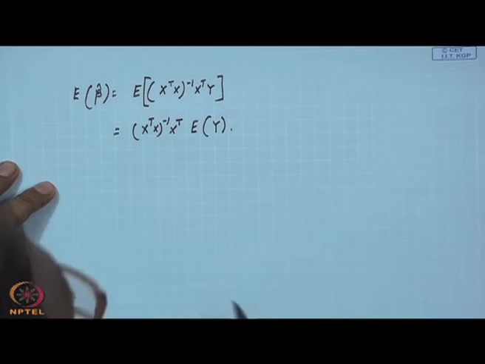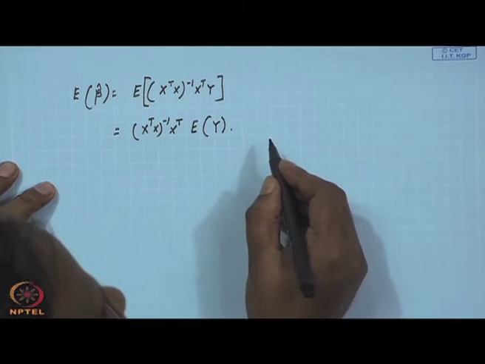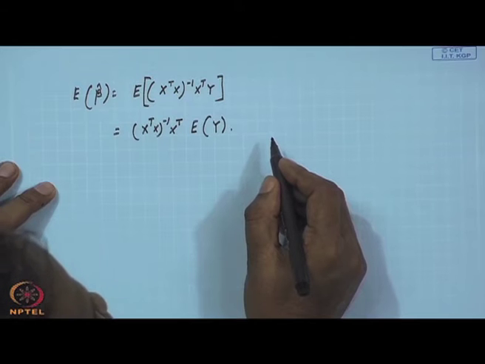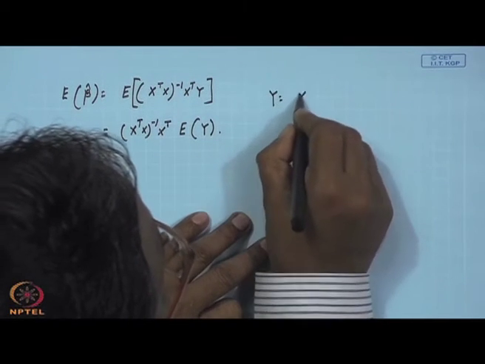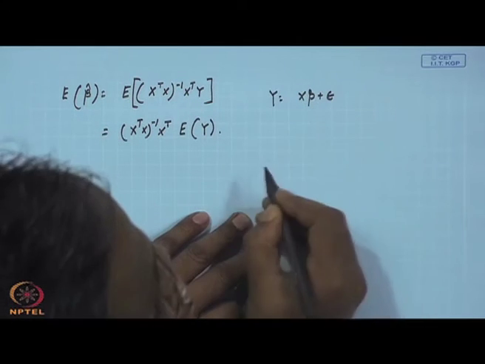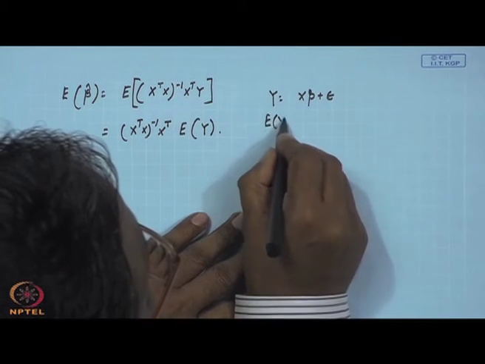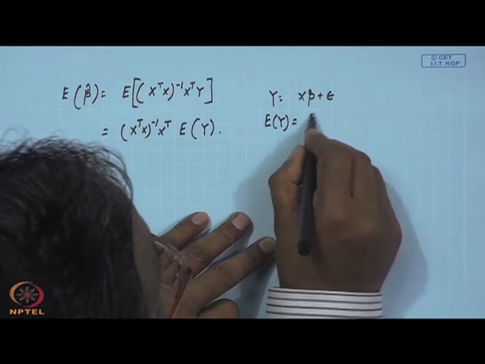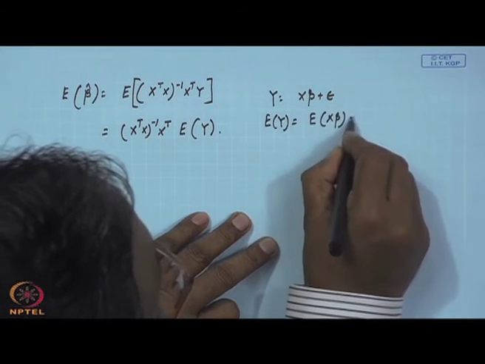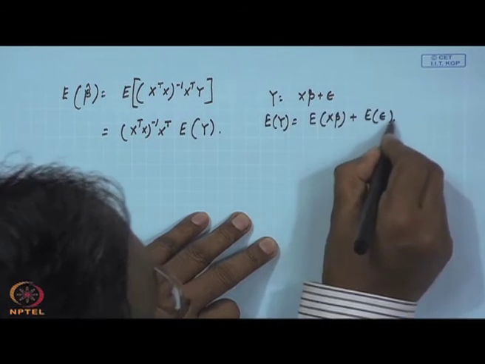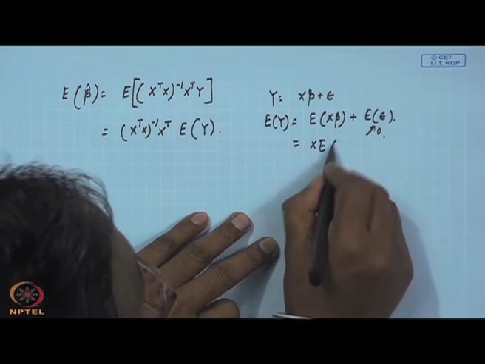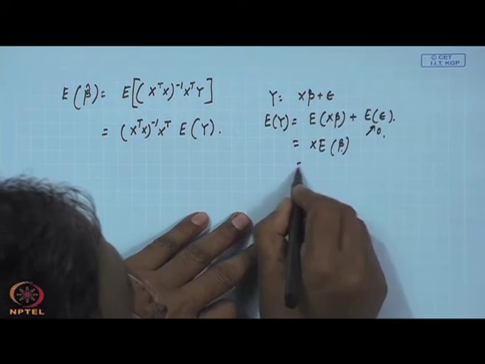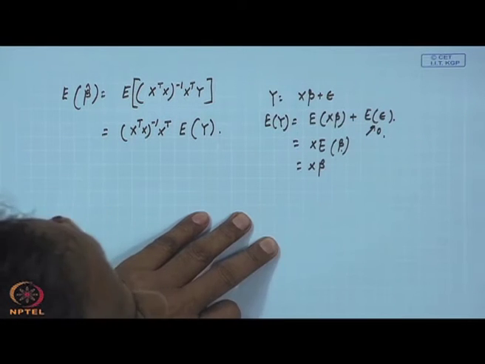Now, all of you know what is the expected value of y. Suppose y is x beta plus epsilon. If I ask for the expected value of y, it is the expected value of x beta plus the expected value of epsilon, and this is 0. So this is x times the expected value of beta, and beta is constant, so it is x beta.